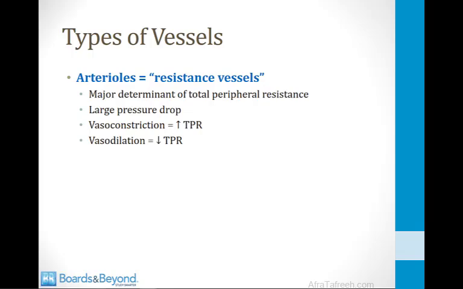So I've summarized these points on this slide. The arterioles are said to be the resistance vessels. They are the major determinant of the total peripheral resistance. There's a large pressure drop or large pressure change as blood flows across these vessels. And as you may know, the autonomic nervous system can modify the arterioles and shrink them, that's called vasoconstriction, or enlarge them, that's called vasodilation. And when these vessels shrink, the resistance goes up even more, and when these vessels dilate, the total peripheral resistance falls.